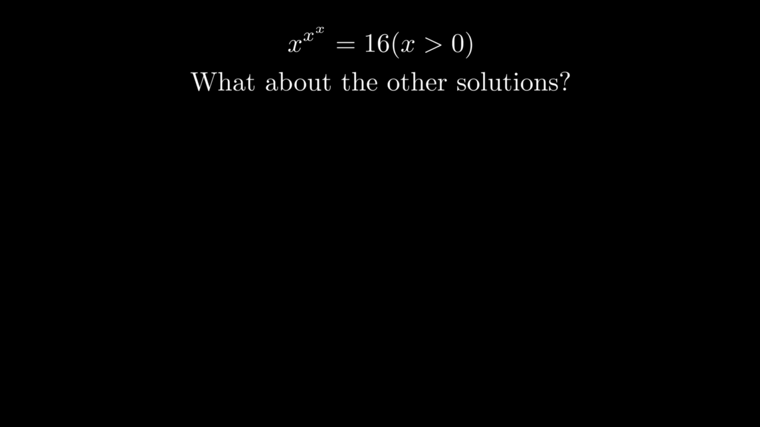Let's get a bit more systematic about this. To find all possible solutions, I'll define a function f(x) equals x raised to the power of x raised to x, minus 16. This way, any value of x that makes our original equation true will make this function equal to 0. Pretty neat trick, huh?